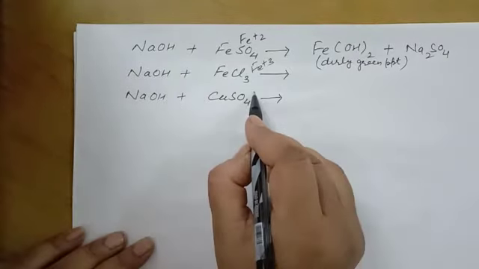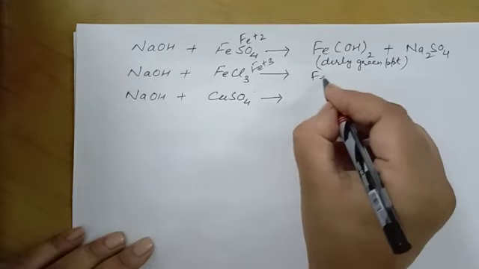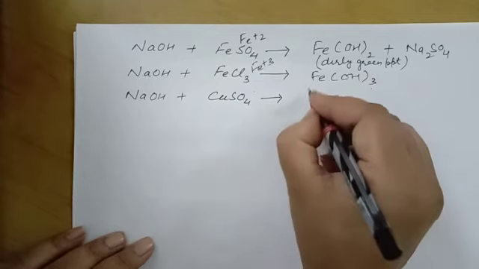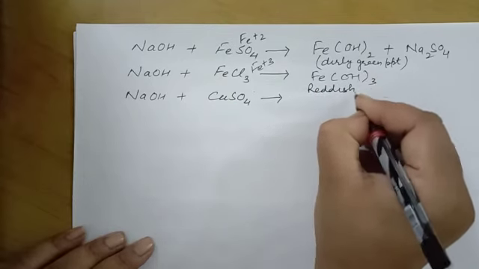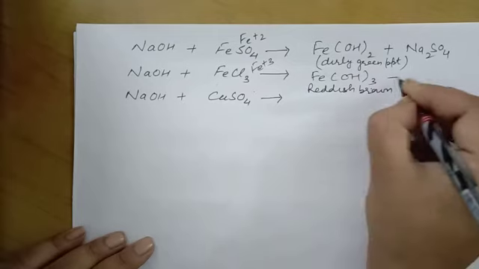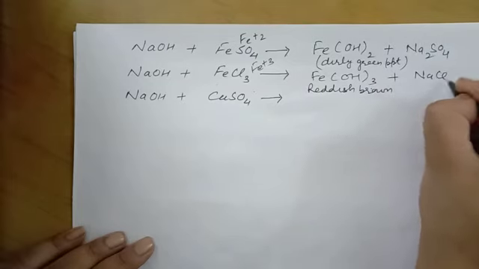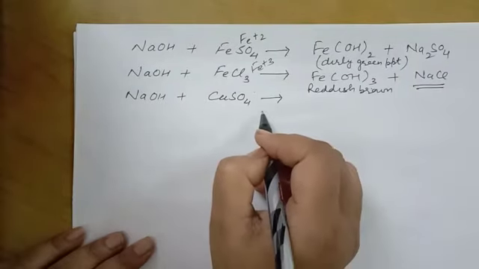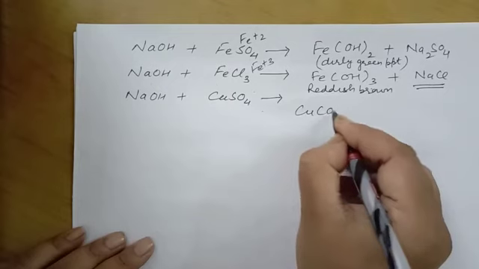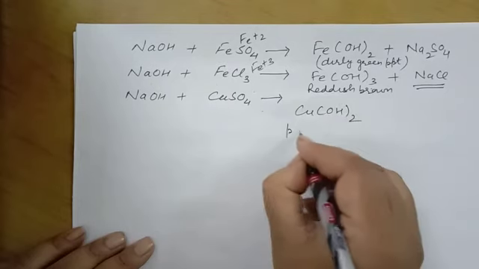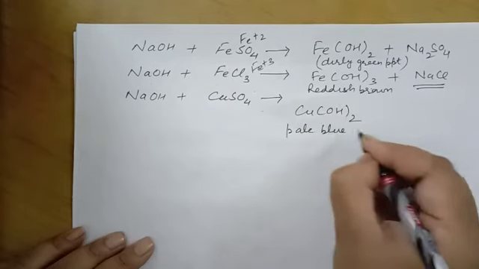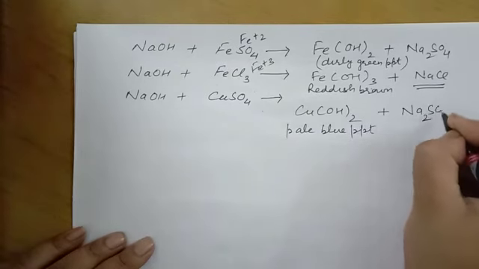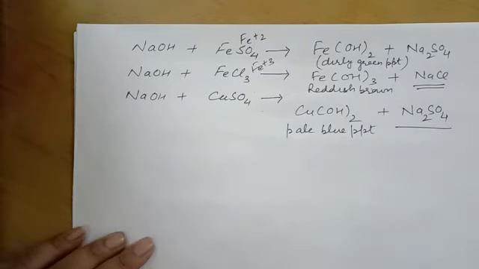Sodium hydroxide plus ferric chloride, we are going to get reddish brown PPT of ferric hydroxide, and again a soluble compound of sodium, that is sodium chloride. Now copper salts are blue in color. So we have copper hydroxide as pale blue PPT plus a soluble sodium compound, that is sodium sulfate.